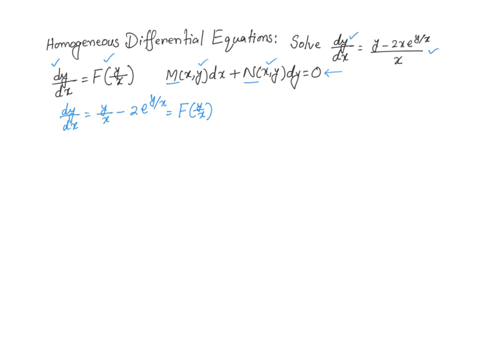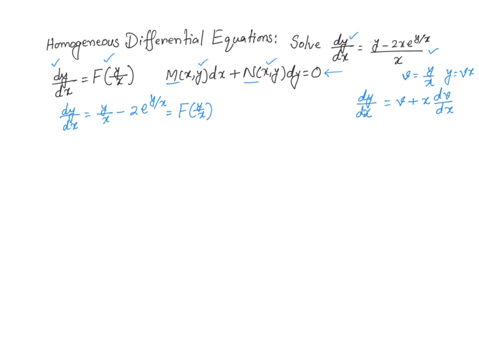Now let's go ahead and make the following assumption. Let's say v is equal to y over x, or y is equal to vx. And if I take the derivative of y with respect to x, using the product rule, I'm going to get dy over dx is equal to v times the derivative of x with respect to x, which is just 1, plus x times the derivative of v with respect to x.